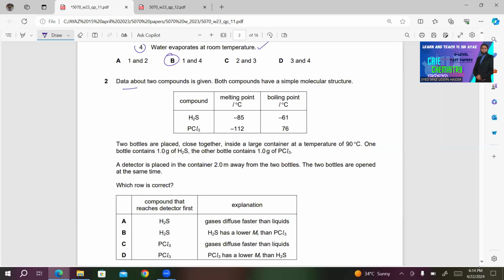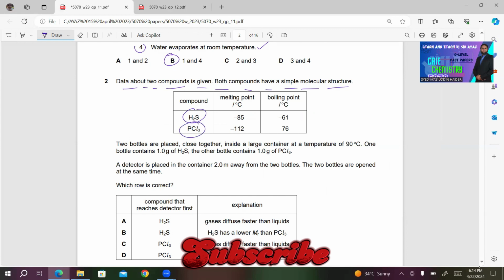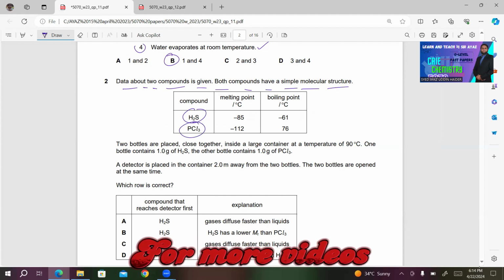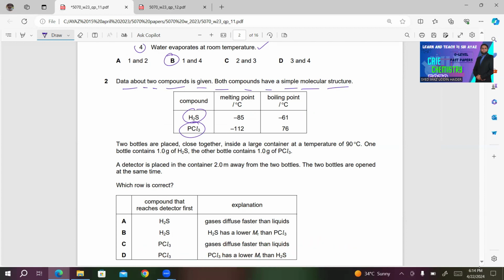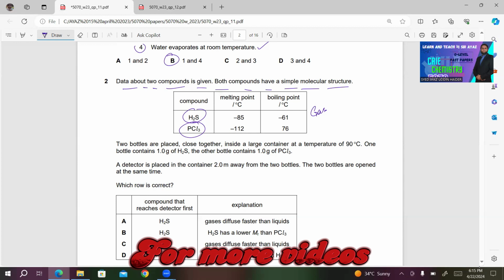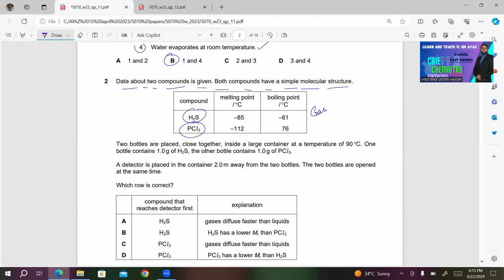Number 2, data about 2 compounds is given. Both compounds have a simple molecular structure. We have compound H2S and PCl3. The melting point and boiling point of both of these compounds are shown. Boiling point indicates that H2S exists as gas at room temperature and pressure, and PCl3, the melting point and boiling point suggests it must be in the liquid state at room temperature and pressure.